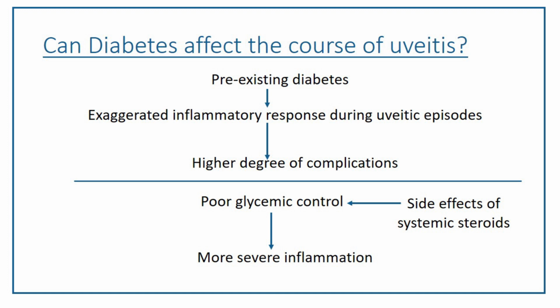Can diabetes affect the course of uveitis? As we know, pre-existing diabetes leads to an exaggerated inflammatory response during a uveitis episode. This has also been recorded by Oswald in his article. This will lead to a higher degree of complications. Also, poor glycemic control will lead to more severe inflammation, and on the other hand would lead to progression of diabetic retinopathy also. Poor glycemic control is again a side effect of the systemic steroids that are actually the therapy for uveitic patients.